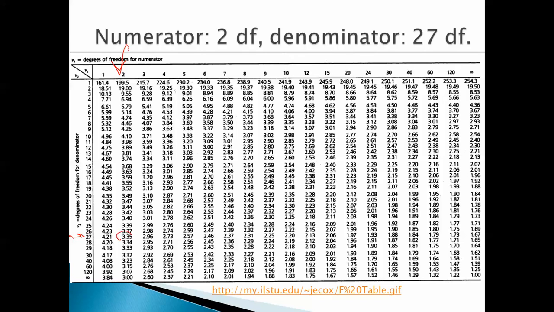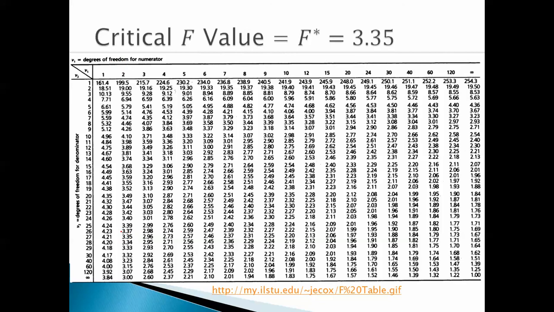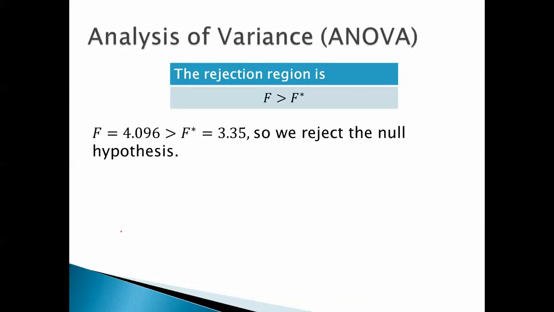Let's see, so it looks like 3.35 is where we're at. Our critical F value, F star, is 3.35. So our rejection region is F is greater than F star. F is 4.096, which is greater than F star, 3.35. So we reject the null hypothesis.